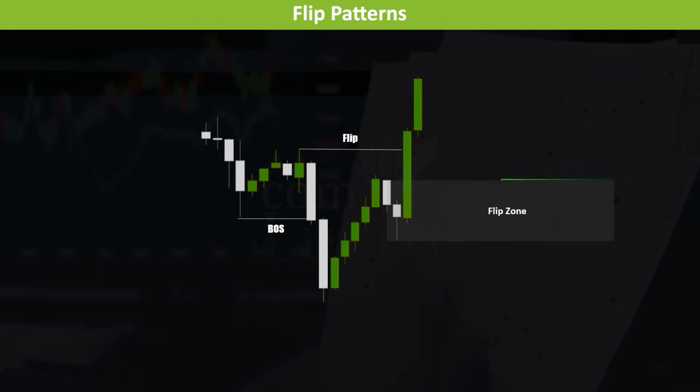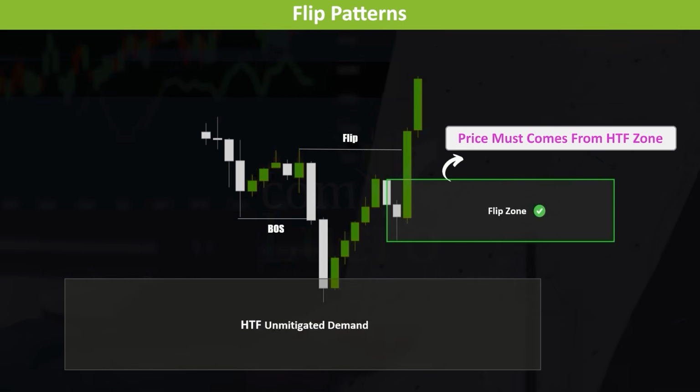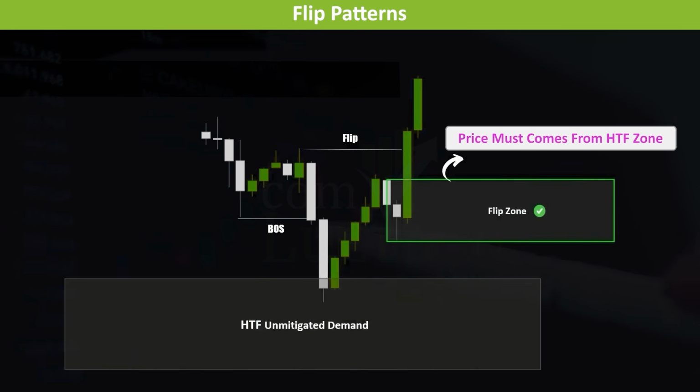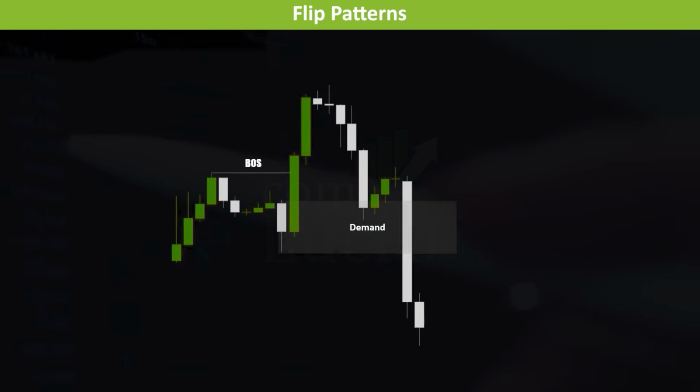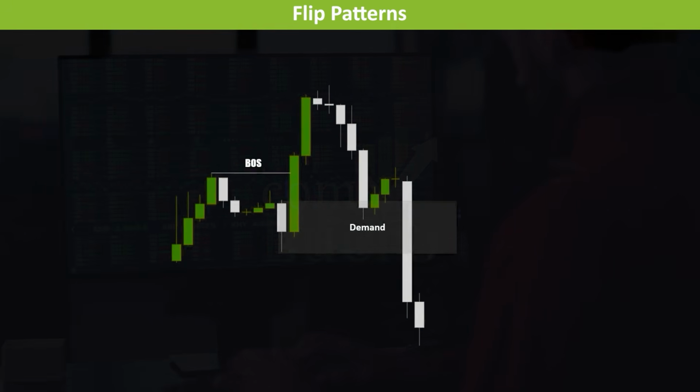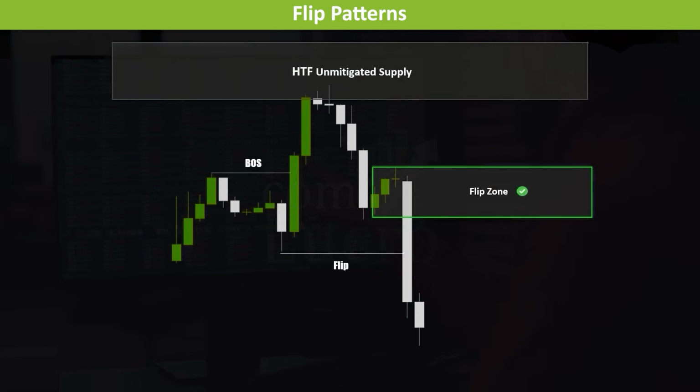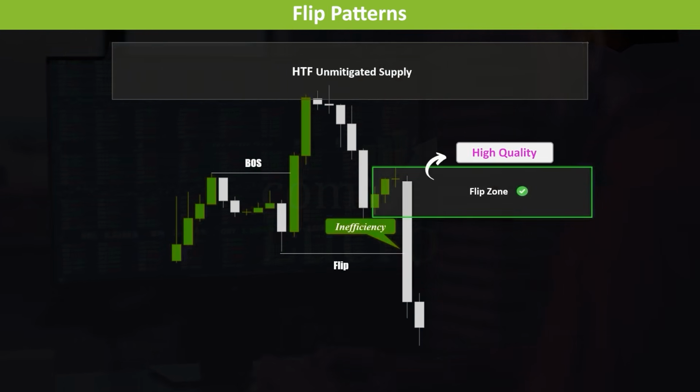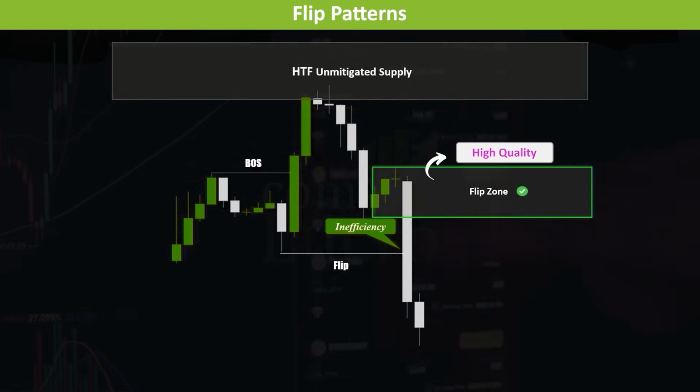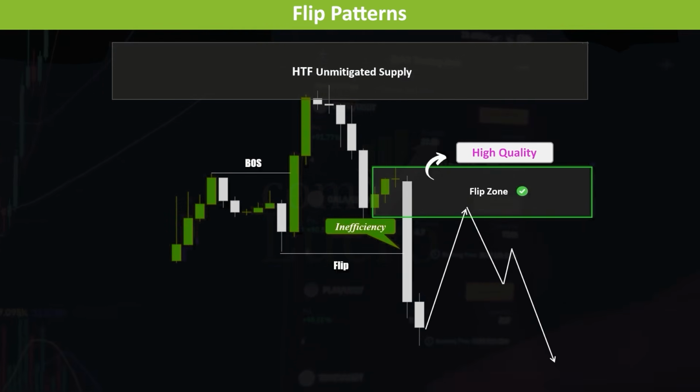For a flip to be valid, price must first mitigate and reject a higher time frame key zone. This rejection shifts sentiment and prepares the market for a true directional flip. If price does not mitigate a supply or demand zone and instead forms a flip pattern in the middle of nowhere, it is likely an inducement, a liquidity grab, or just a normal retracement, not a genuine shift in direction. Patterns like that should not be treated as valid flips. Flip patterns also become more reliable when price leaves a noticeable inefficiency during the flip, because price is far more likely to return and mitigate the flip zone.